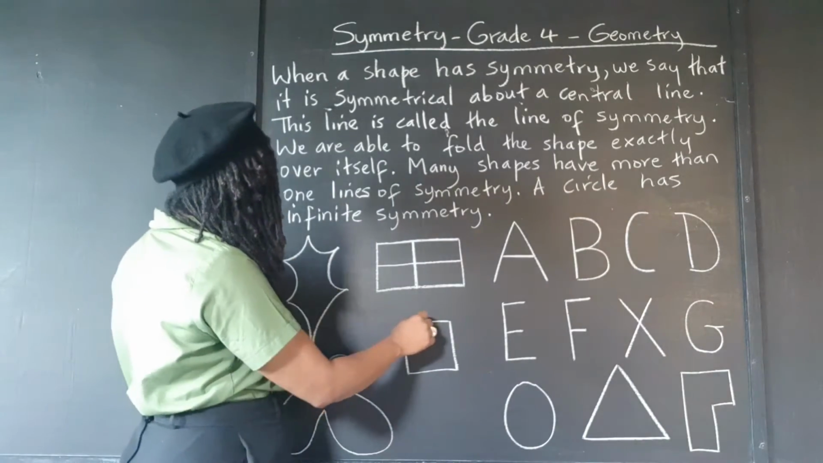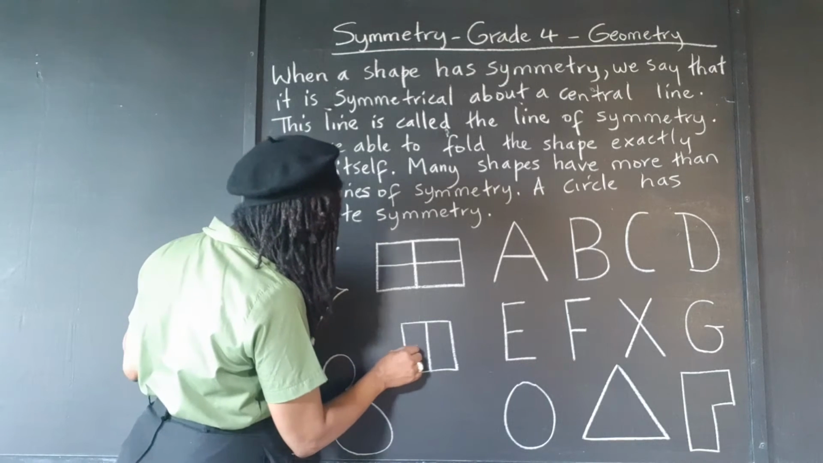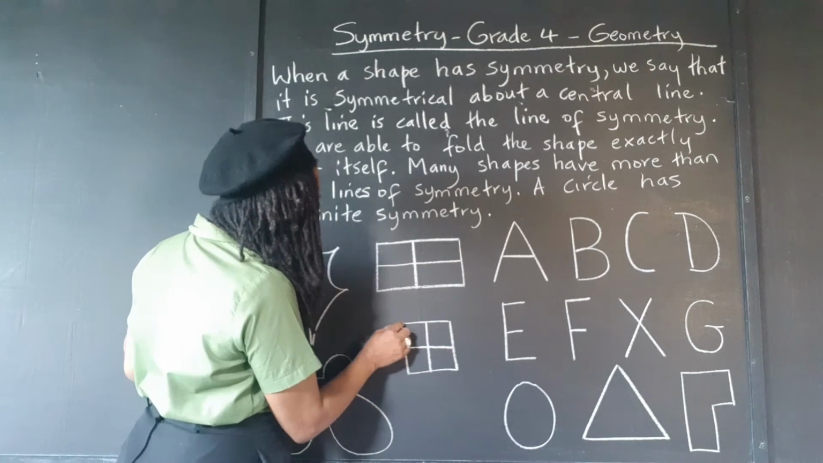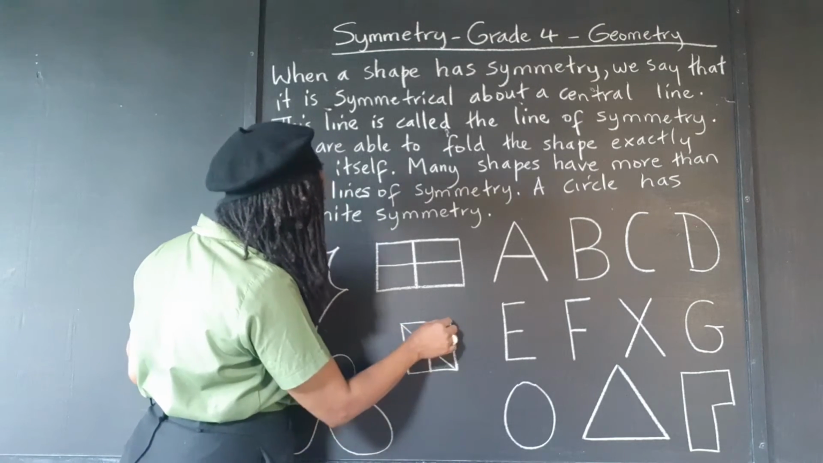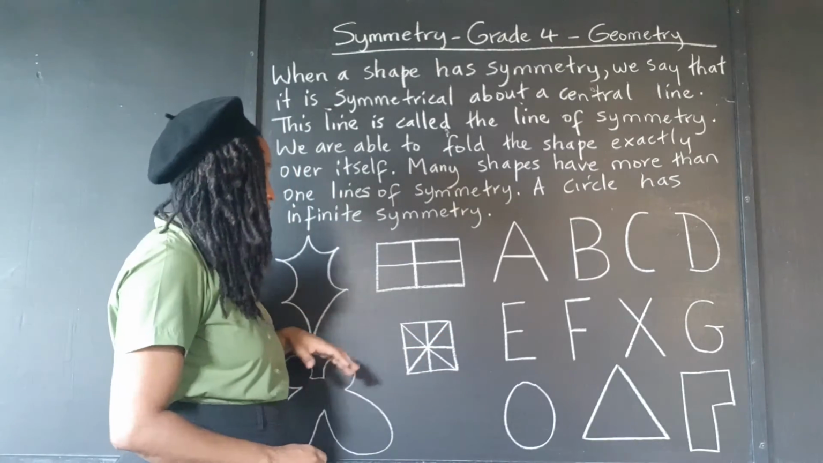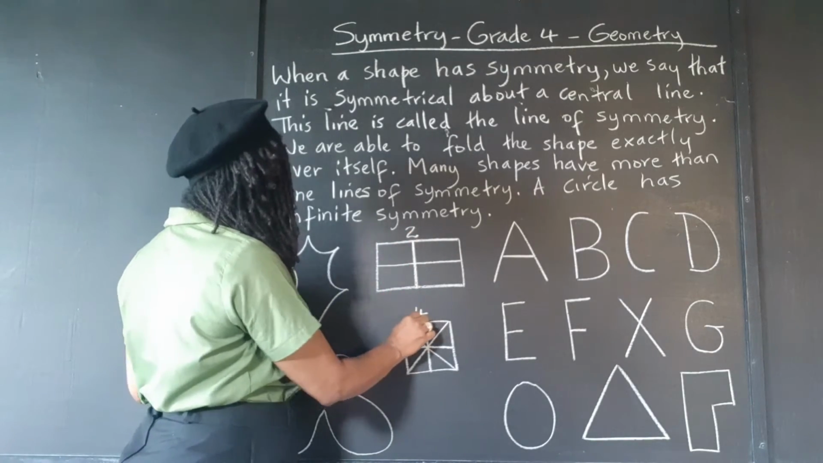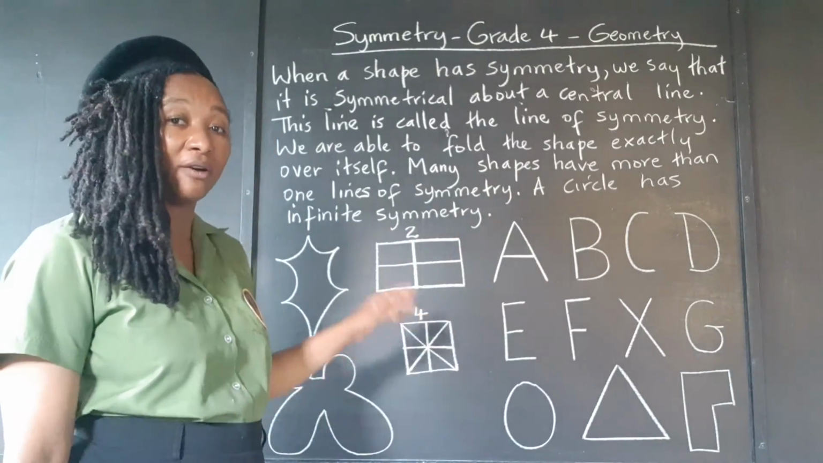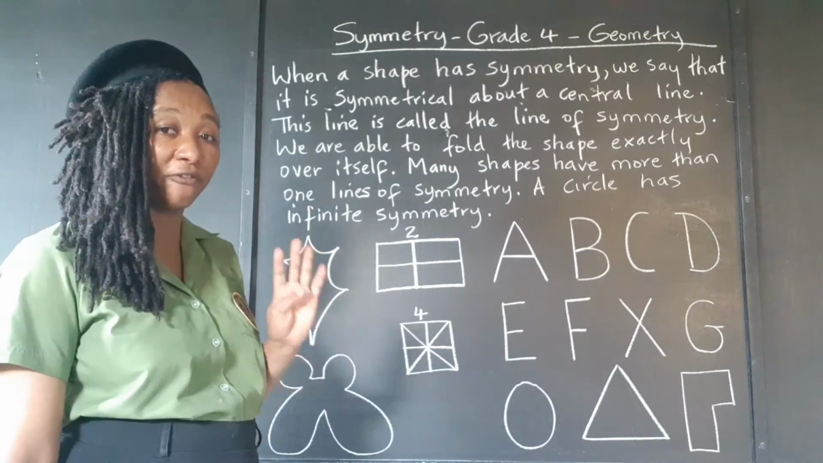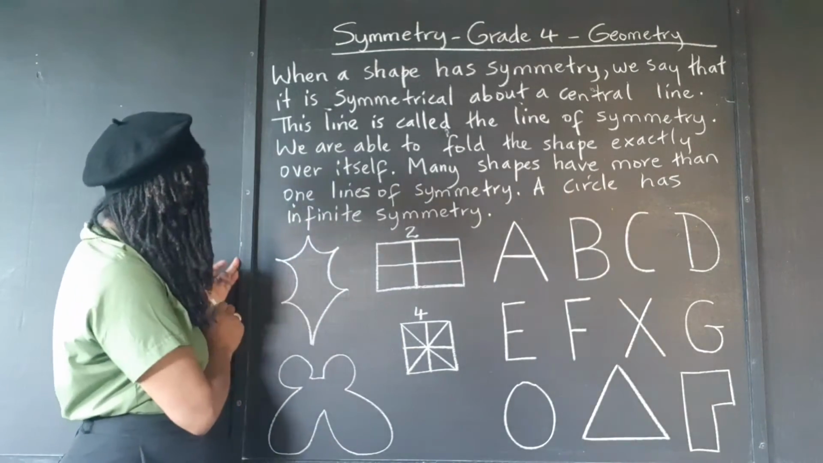With the square, we were able to do it vertically. We were able to do it horizontally over itself. We were able to do the diagonals and they fit over each other. So as far as we know for the square, based on our experiment, it seems to have 4 lines of symmetry. How about this shape?